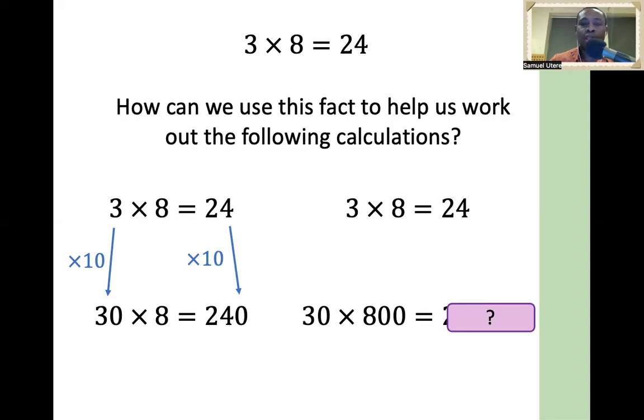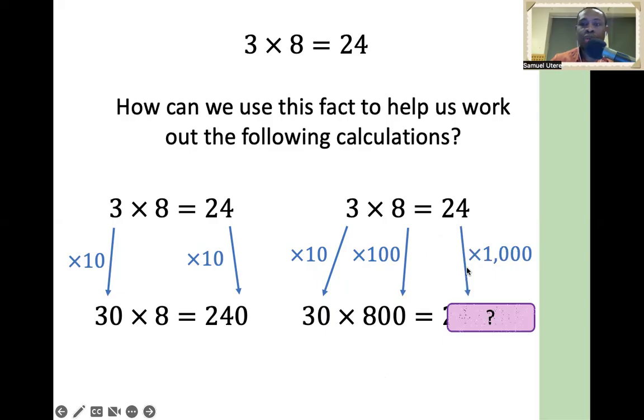What about 30 times 800? Well, note that we have made the 30 10 times bigger than the 3, and we have made the 8 100 times bigger. So if you look at it in combination, we've made it 10 times bigger and then 100 times bigger. So our answer will have to be 1,000 times bigger, which is 24,000.